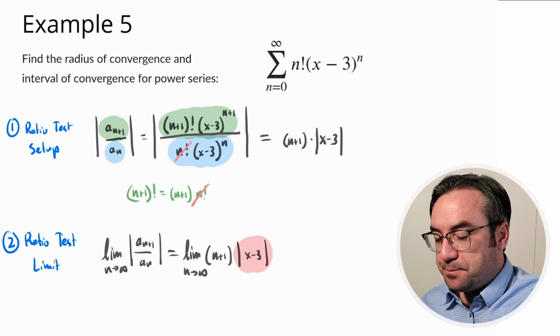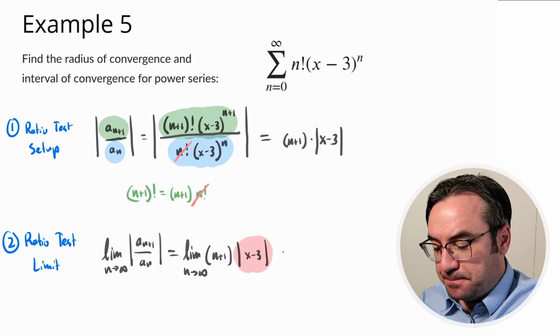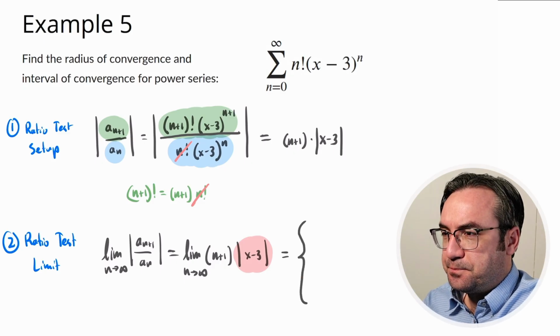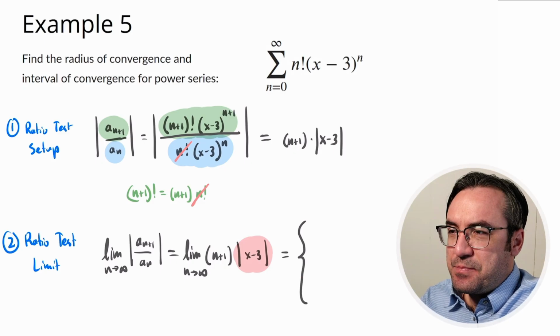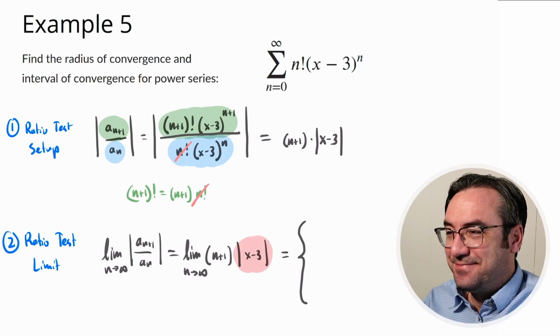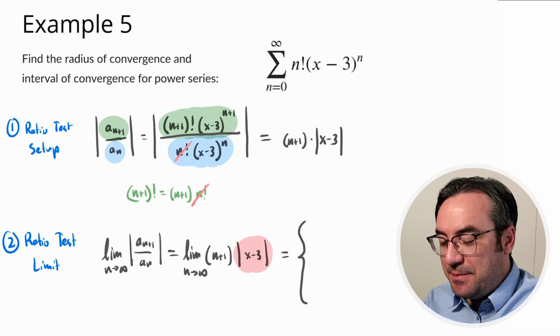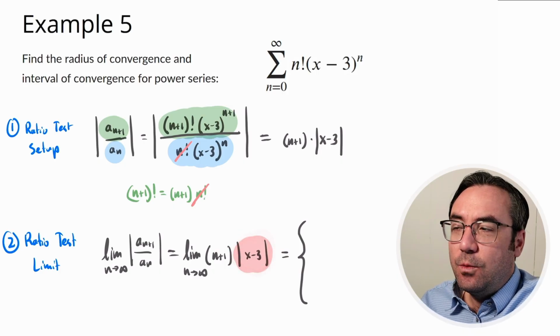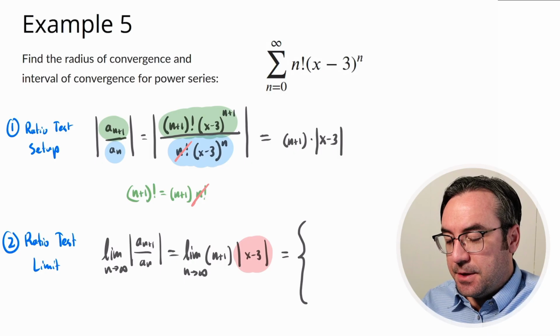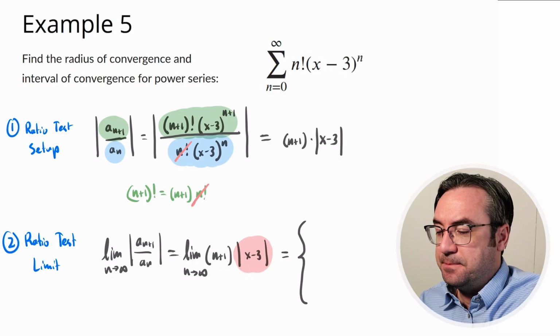Well, in most cases, we're going to have to break this into cases because the limit's going to behave differently depending on what this x minus 3 term is doing. So let's suppose that x doesn't equal 3.